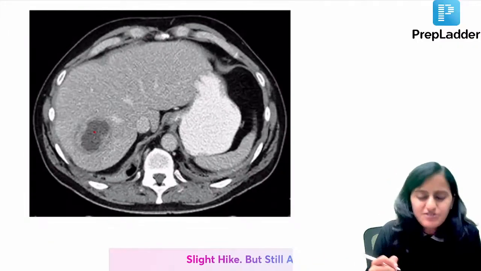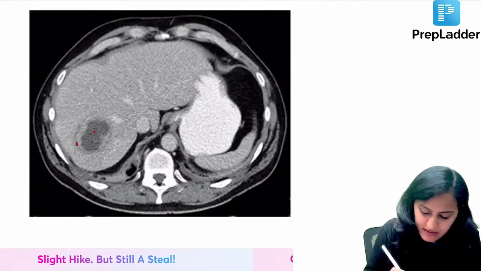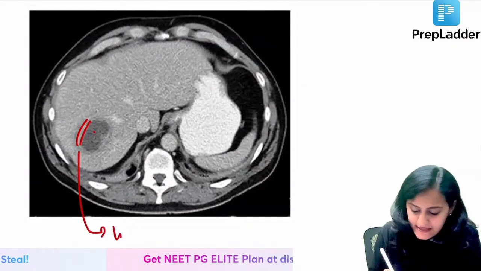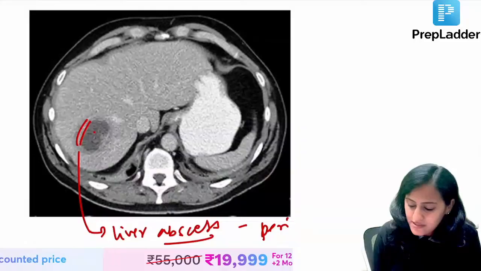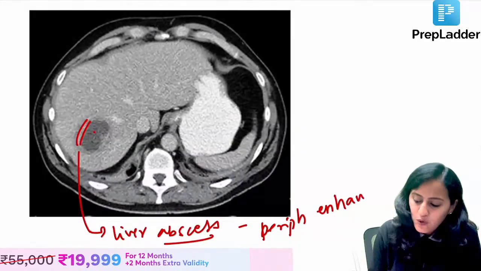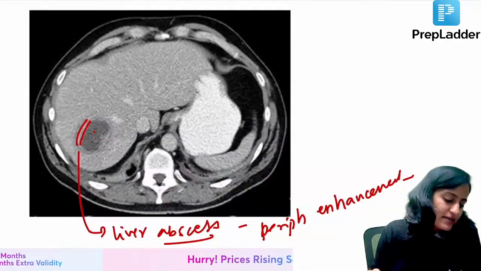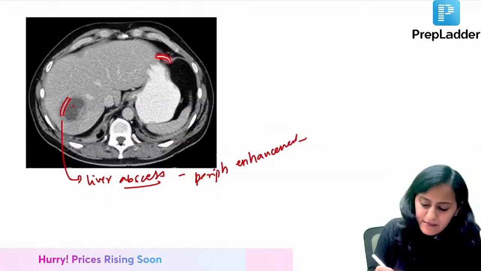Right, now tell me what is this? Look at the liver lesion, hypodense liver lesion with a thick enhancing wall. This is how a liver abscess is going to be. It just shows peripheral enhancement. Only the wall shows the enhancement, not the inner part. Okay.